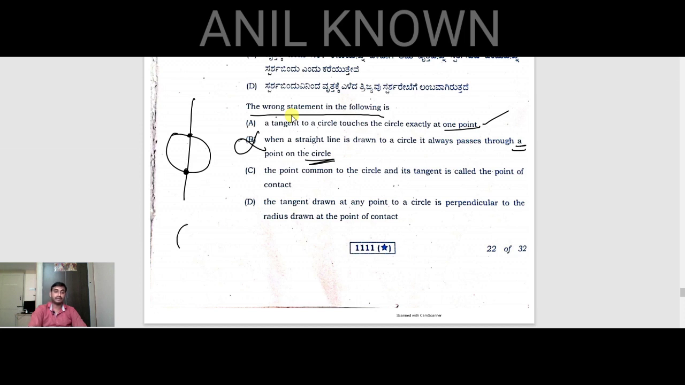Very good. Suppose there is a circle, and the point common to the tangent and the circle is the point of contact. This is correct. The tangent drawn at any point to a circle is perpendicular to the radius drawn at the point of contact. So, if we draw a radius, this will be 90 degrees, that is why this is also correct.